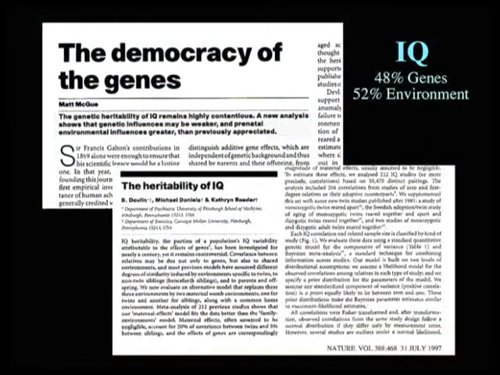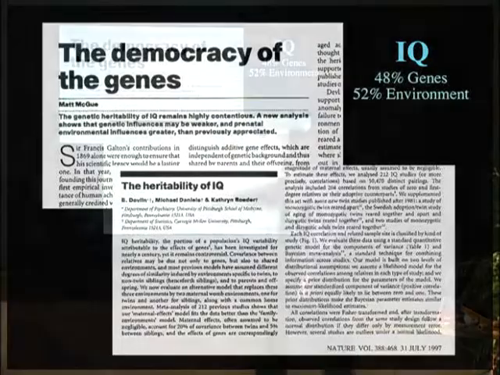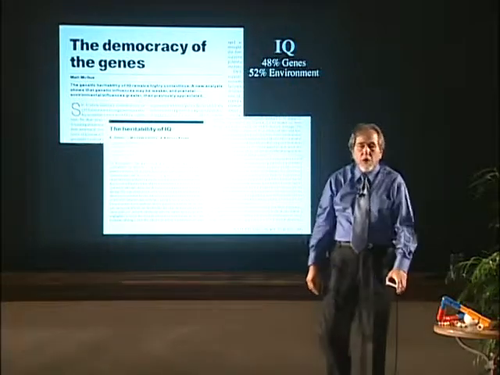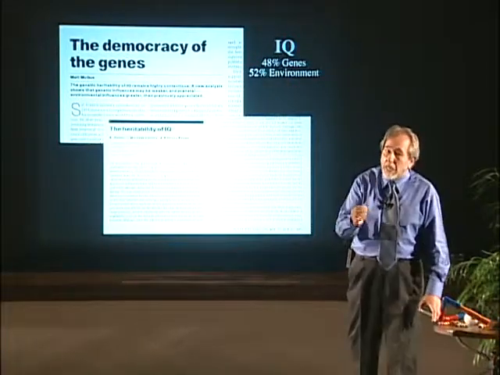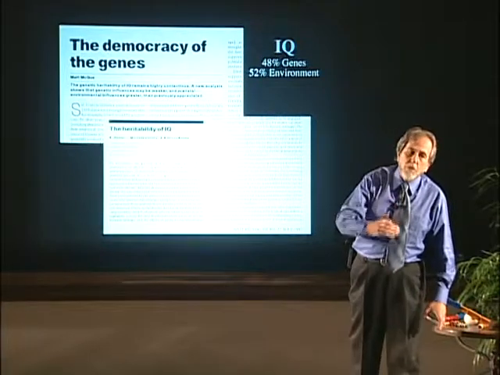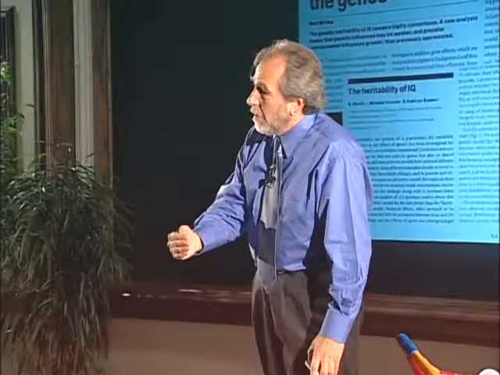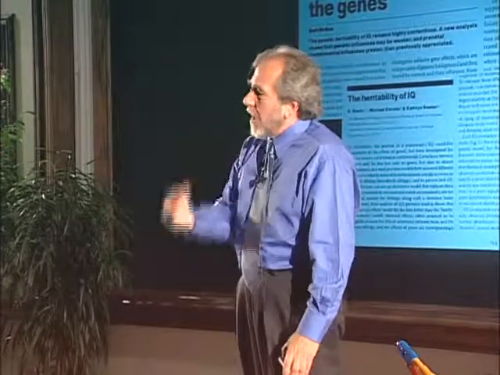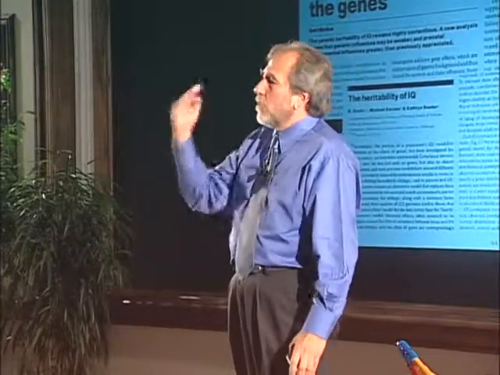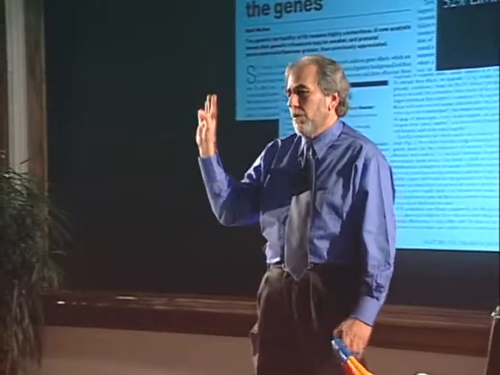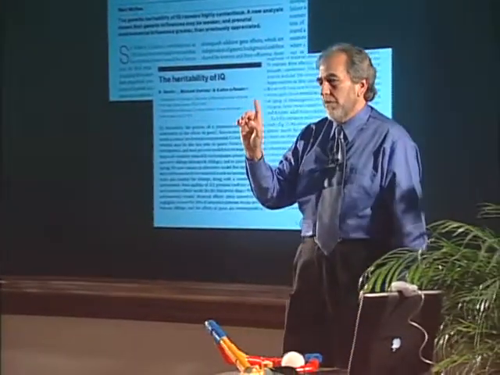This one is very important. Heritability of IQ by Bernie Devlin was in Nature. And it says, this is a review, an editorial of the paper: The genetic heritability of IQ remains highly contentious. A new analysis shows that genetic influences may be weaker and prenatal environmental influences greater than previously appreciated. It has now been demonstrated that intelligence is approximately 48% determined by genes, 52% determined by environment. Meaning, in a completely toxic, noxious environment, you can shortchange the intelligence of your child 50% just by your responding to that environment. Okay?